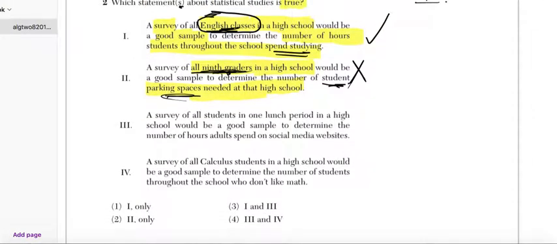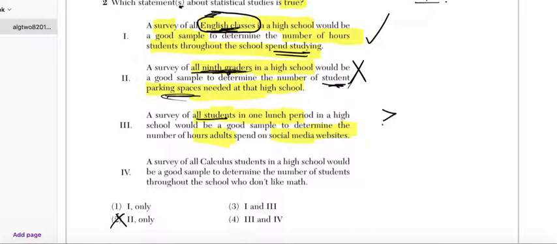So bad sample. So anything with option 2 is out. All right, so that eliminates choice 2. Next one, a survey of all students in one lunch period in a high school would be a good sample to determine the number of hours adults spend on social media websites. No, because it's not representative of the population.